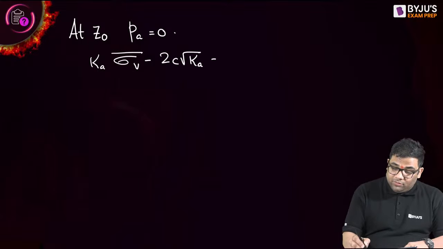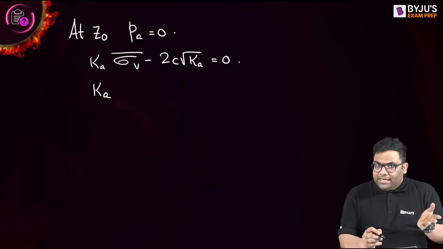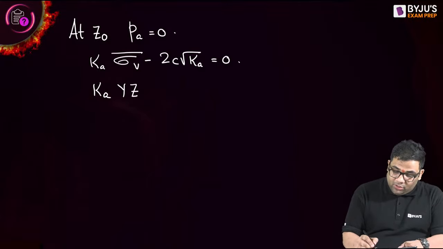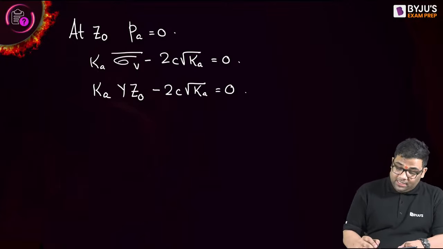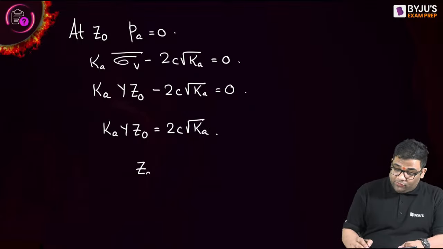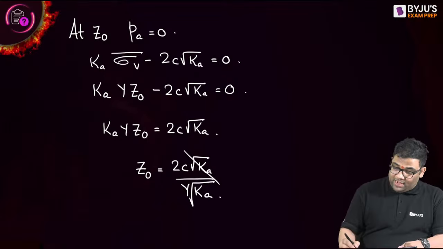And this becomes zero, right? The vertical stress at that particular depth will be how much? Gamma into Z, and here it is gamma into Z naught, minus 2C into root Ka, and this becomes equal to 0. So from here, what can I say? That Ka into gamma Z naught is equal to 2C root Ka. And Z naught will be how much? It will be 2C root Ka divided by gamma Ka. You see, this also gets cancelled. I get this final expression.